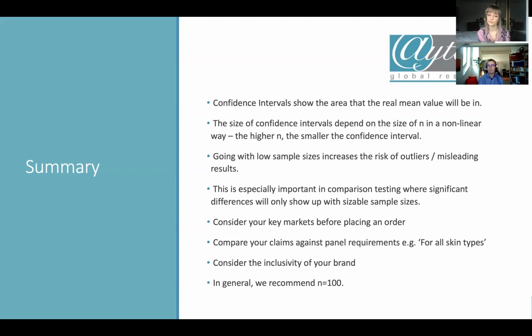Going with a low sample size increases the risk of outliers and misleading results. You've seen this with the example where we took the first third of the sample, where you would have come to wrong results. This is especially important in comparison testing, where your significant difference will only show up with sizable sample sizes. Another thing to add is the smaller the differences between the products, the higher the sample size needs to be to visualize them. So if you have a very small product improvement, you really need a big sample size to highlight it and to make sure people realize it is significant.